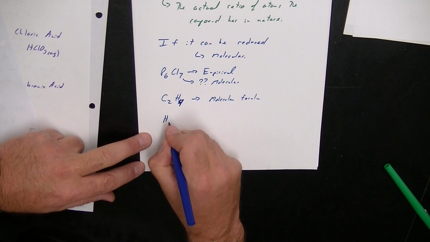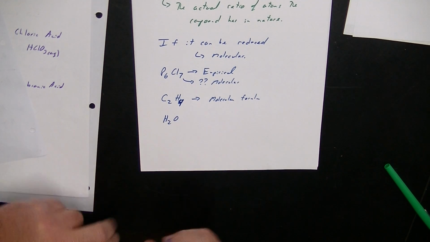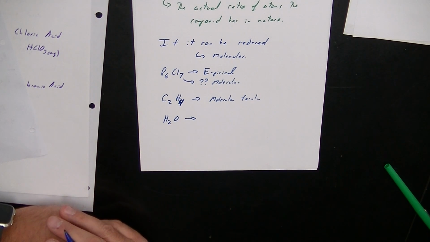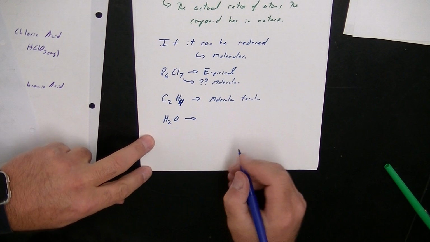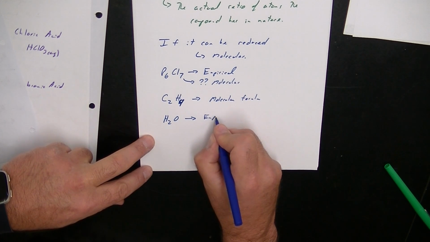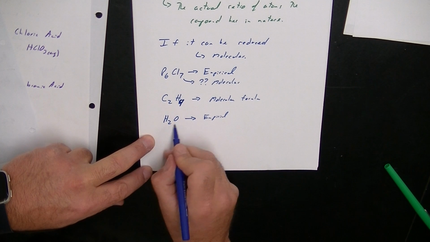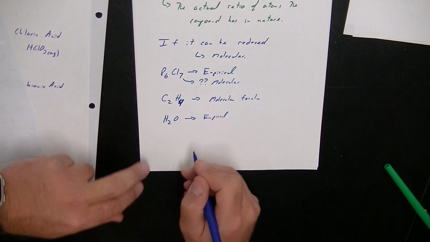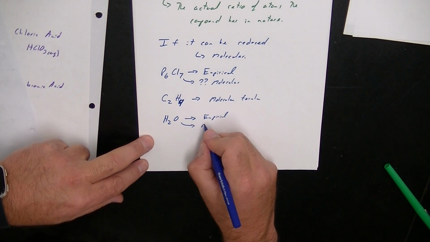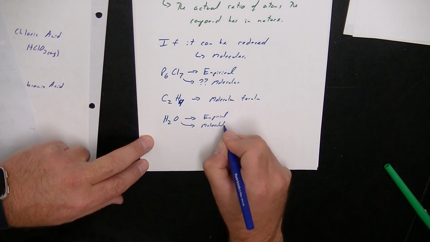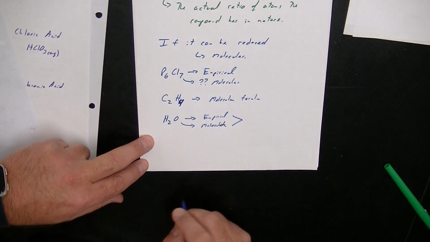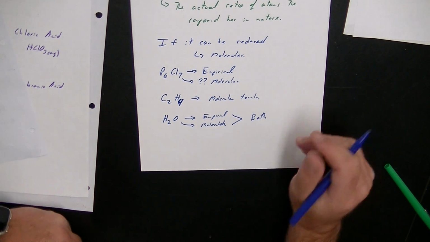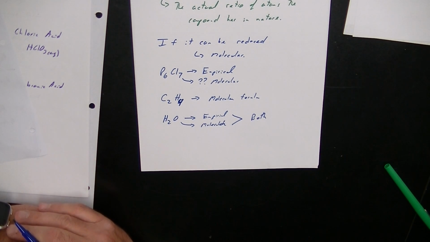How about this one? H2O. Is that empirical or molecular? Well, it cannot be reduced, so it's got to be empirical. Do we find this formula in nature? Yeah, that's the formula of water. That's what we find in nature. So this is molecular. It's both, and that's okay. It can be both. So in this case, it's both.